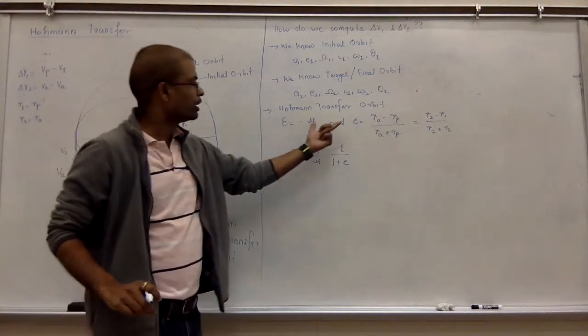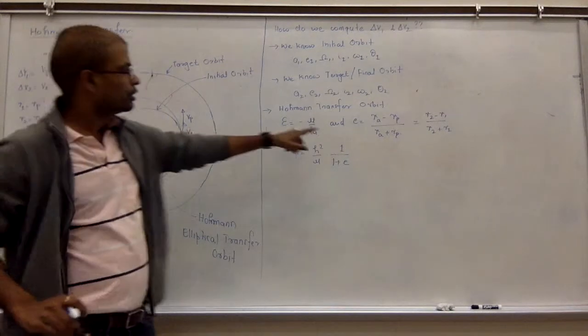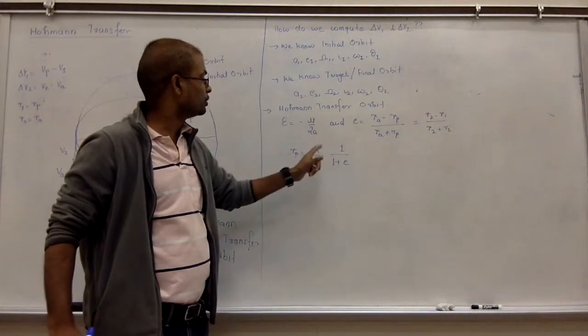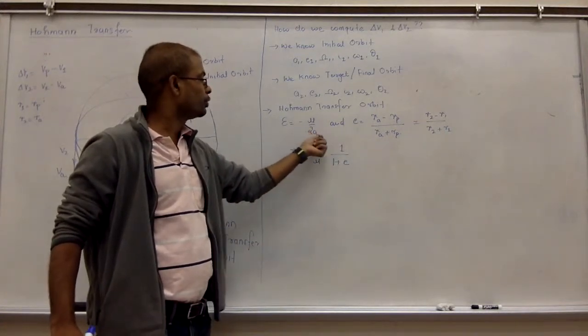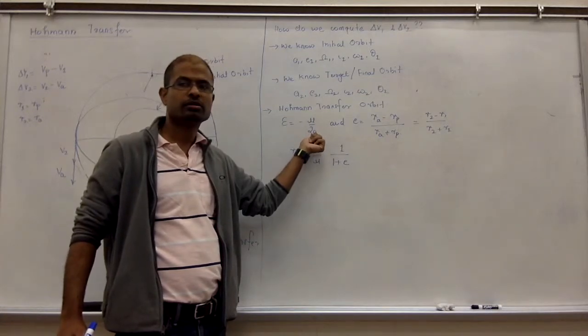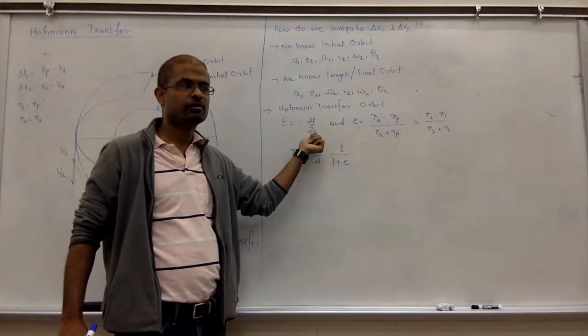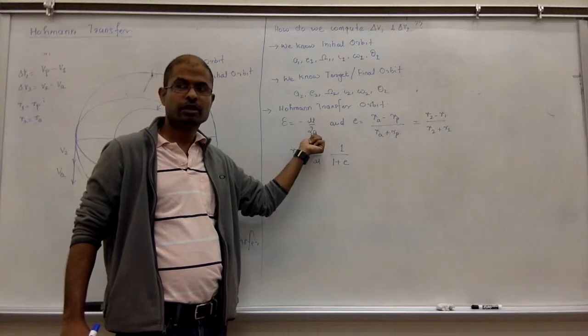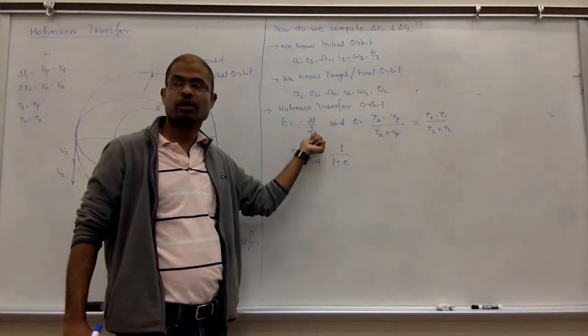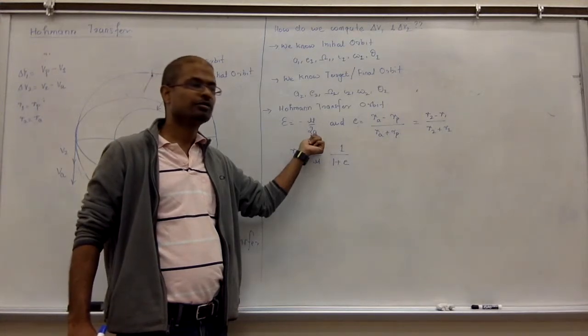So what we are trying to calculate is delta V1 and delta V2. For that we need to, this is where we start. Do we know this A? A is the same as the target orbit. What is A? First it is equal to the initial orbit, and then at the other side it is equal to the target orbit.